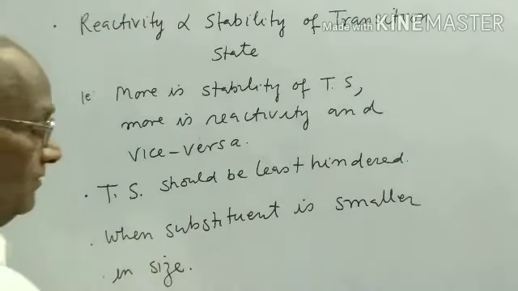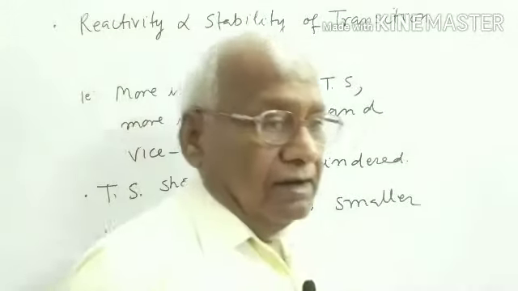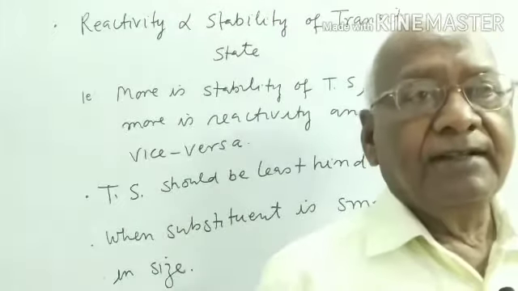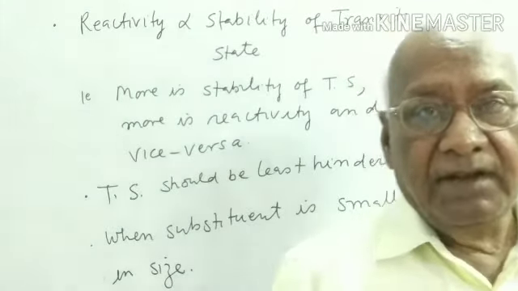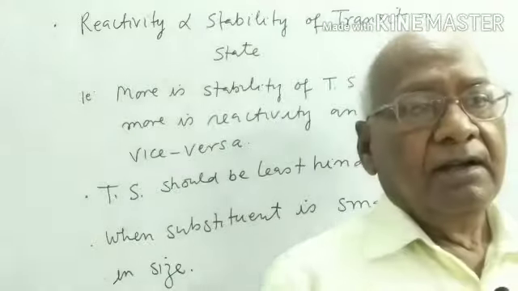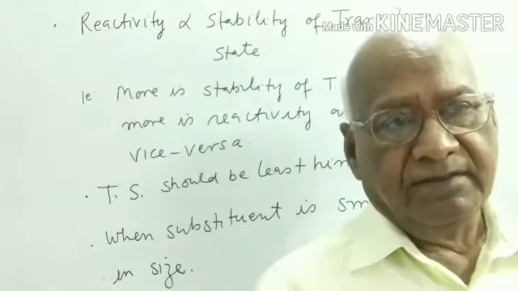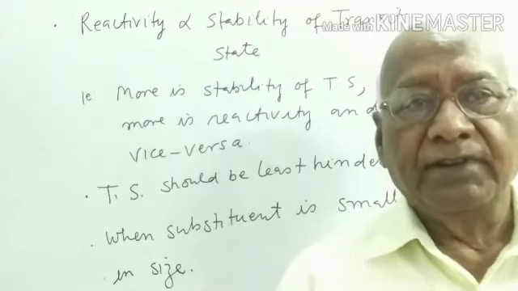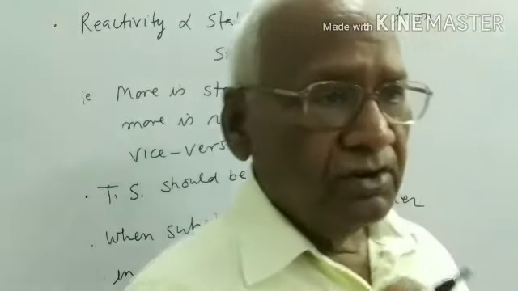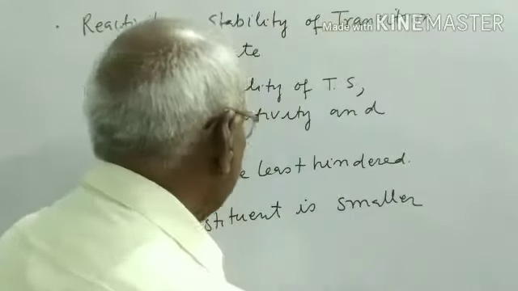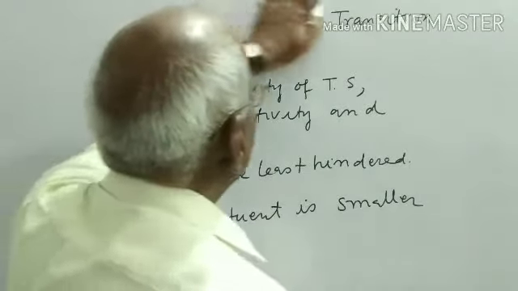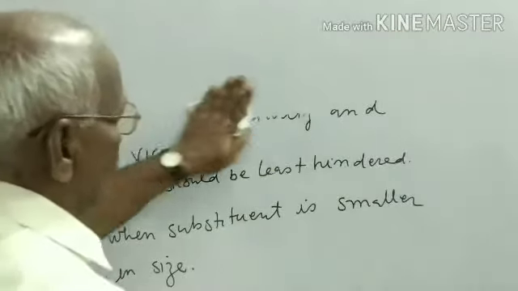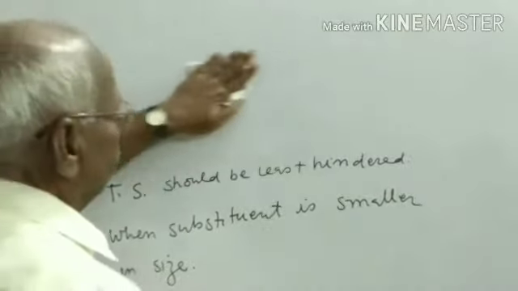When the size of the substituent increases, the steric hindrance increases. The net result is instability of the transition state. That is, reactivity of SN2 reaction decreases. We already know this. This is theoretical observation. These two parameters are the theoretical parameters which students very well understand.